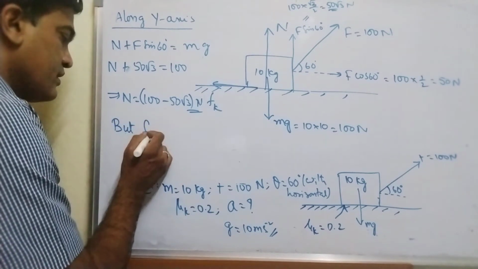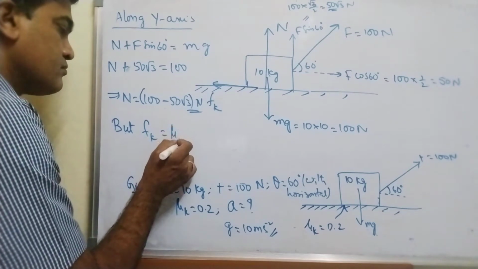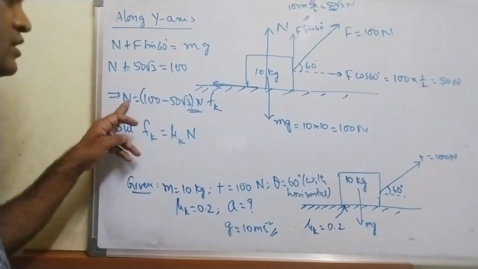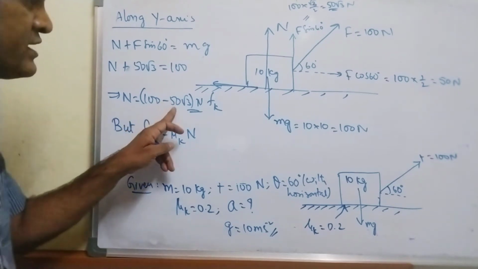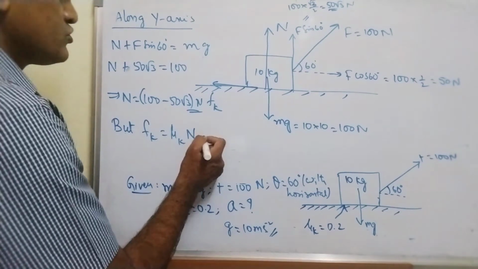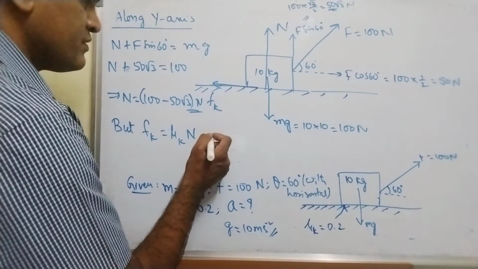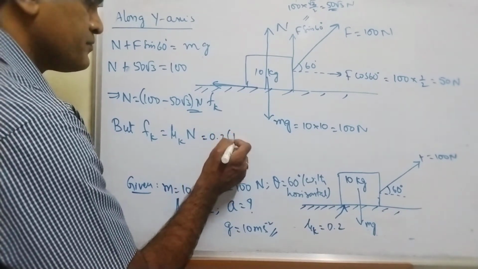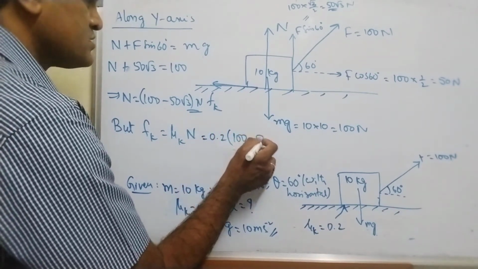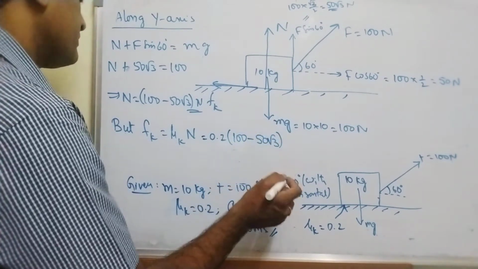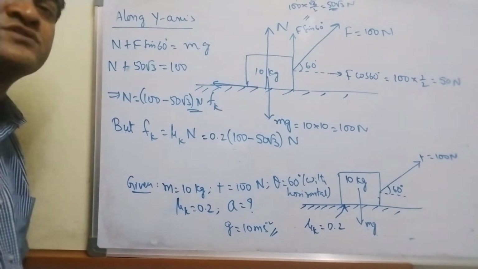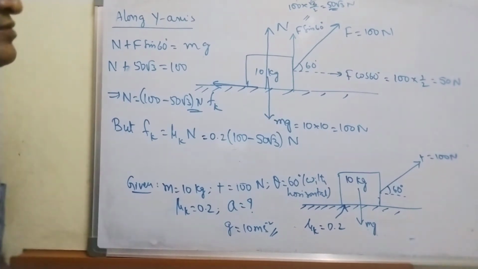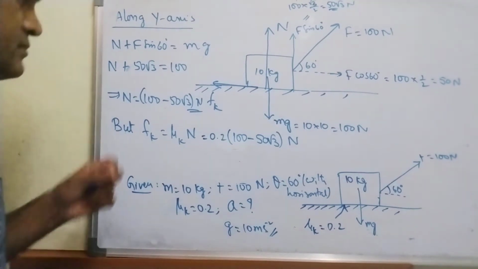But Fk is equal to mu k into N. Normal force value is how much? 100 minus 50 root 3 Newton. So let me put all the values. Mu k is given 0.2 into 100 minus 50 root 3. This is the value of kinetic frictional force.